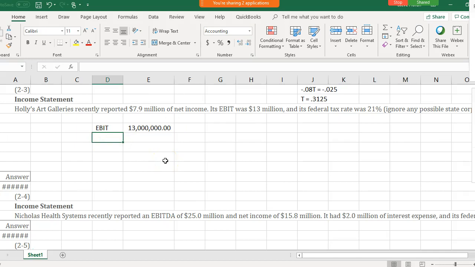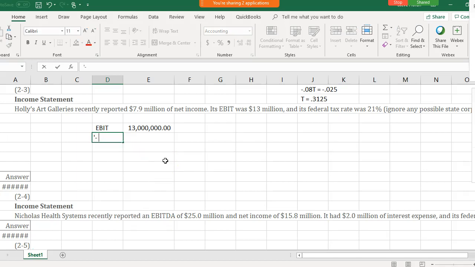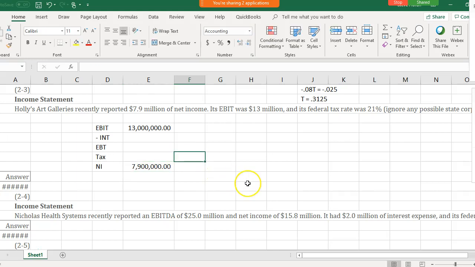And then I'm trying to figure out what my interest is, so I'm going to subtract interest. Let me make this more of a value here. I'm going to back out my interest, and that gets me to what we call EBT, earnings before tax. Then I subtract tax, and I get net income. Well, they gave me net income. They said net income is $7,900,000, and they also told me that my tax rate is 21%.